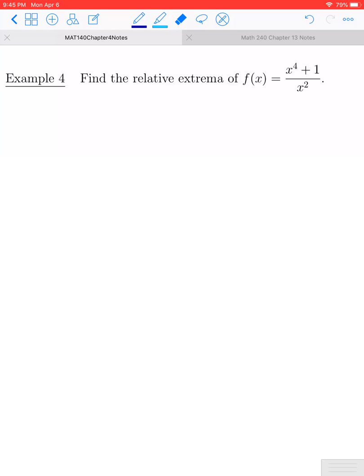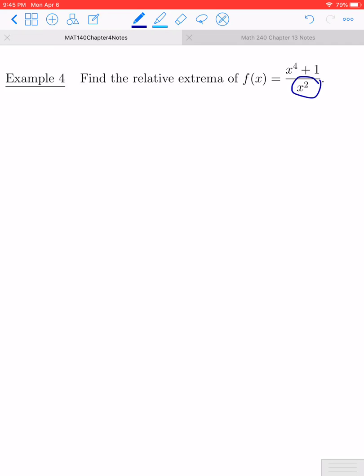Go ahead and take a look at the last example in section 4.3. We want to find the relative extrema of f of x equals x to the fourth plus 1 divided by x squared. One of the things we should always take note of when working with any function is its domain, and unlike the last few examples, this function does not have the domain all real numbers.